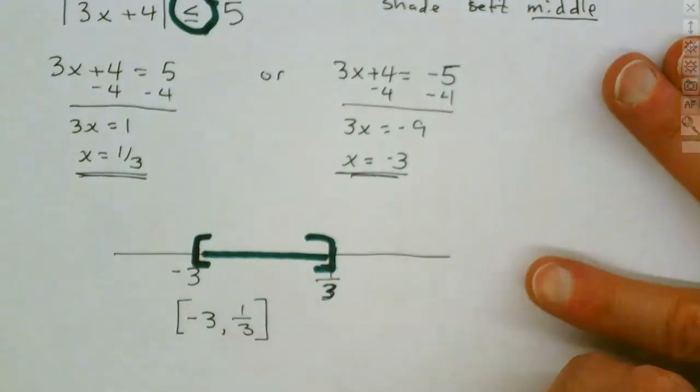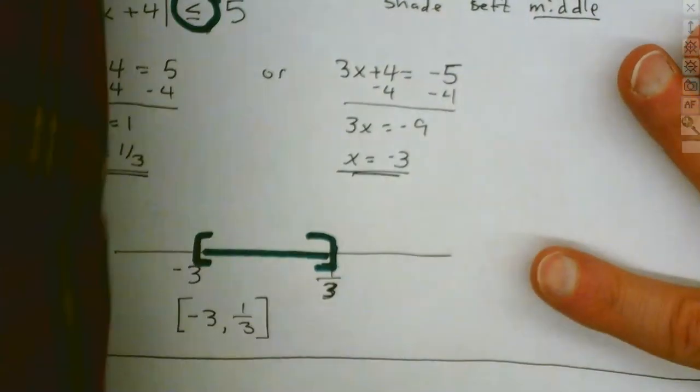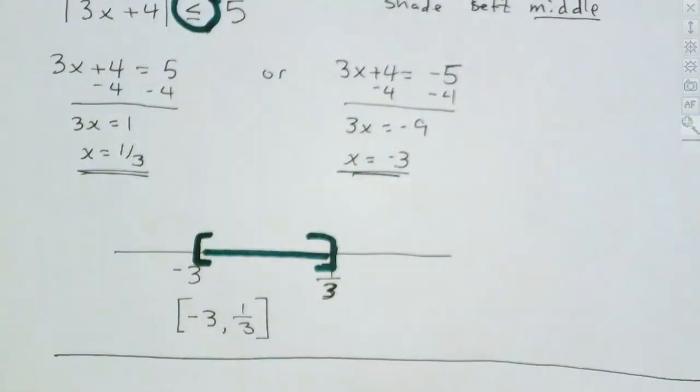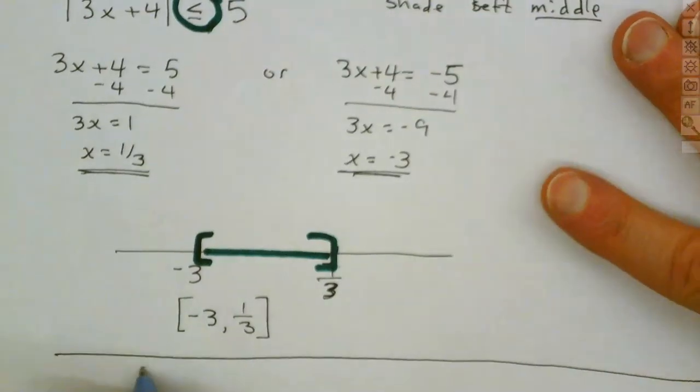But don't try to make these more difficult than what they really truly are. A lot of times, students miss these. Points to the left, shade in the middle, shade to the left. Points to the right, shade on the outer edges. So let's do another one.